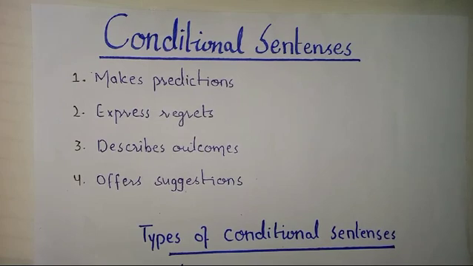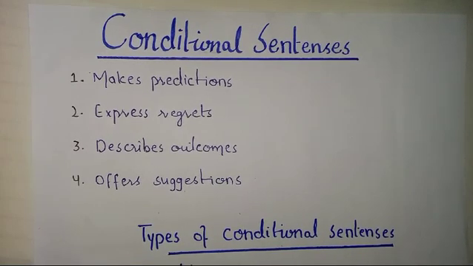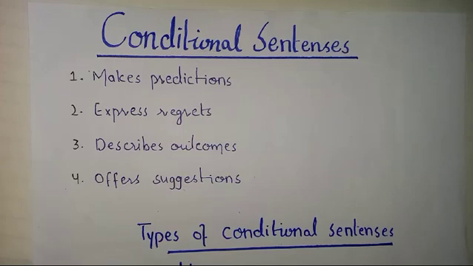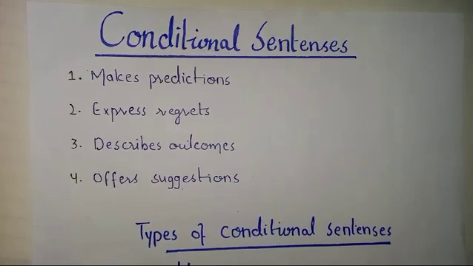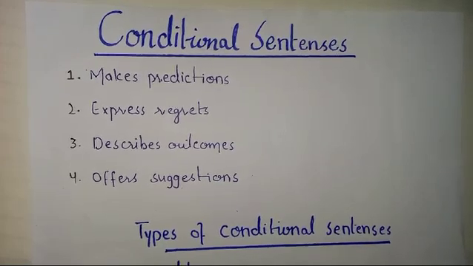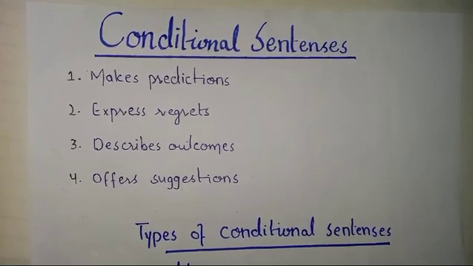Our today's class is titled Conditional Sentences. Conditional sentences help to make predictions, to express regret, to describe outcomes and to offer suggestions. Conditional sentences are formed with the help of two clauses. First is the if clause and the second is known as the result clause.